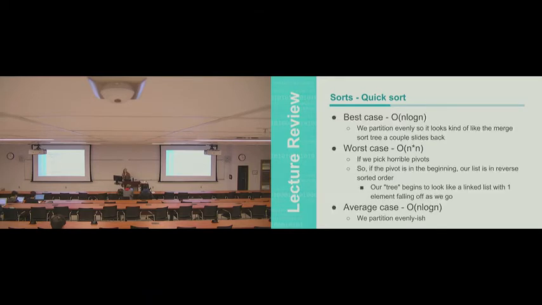So best case scenario, n log n, we partition evenly, so it looks kind of like the merge sort tree that I showed you a couple slides back. Worst case is n squared, or n times n, if we're picking horrible pivots. So if the pivot is at the beginning and our list is in reverse sorted order, our tree begins to look like a linked list because we're only breaking off one element as we go down along. And then average case is big O of n log n because we partition evenly-ish. Questions there? Cool on quicksort?